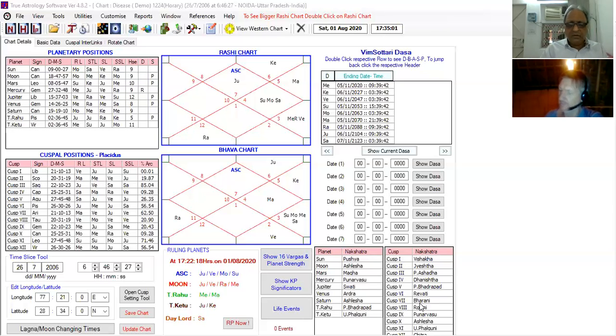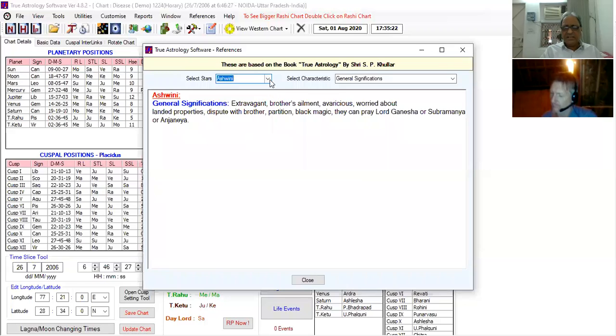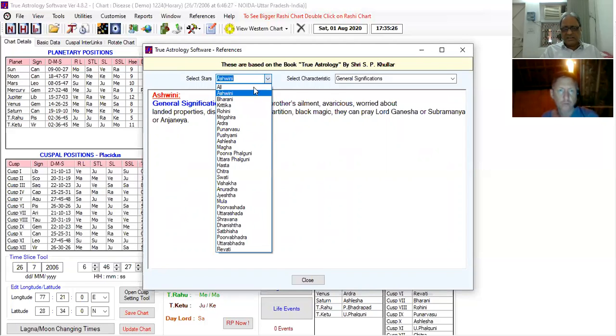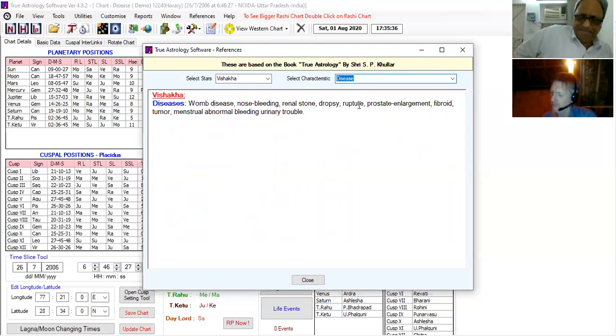Now it is given in this software only. See, we will go to the reference. Select reference, then select significations, then nakshatras. Then select the nakshatra Vishakha. On the right hand side, you select the disease. So, Vishakha nakshatra gives womb disease, nose bleeding, renal stone. Write down these diseases.